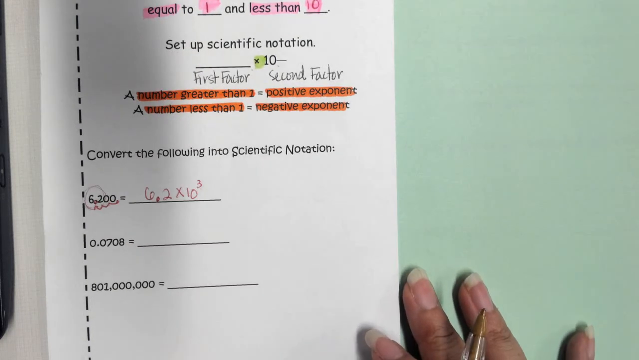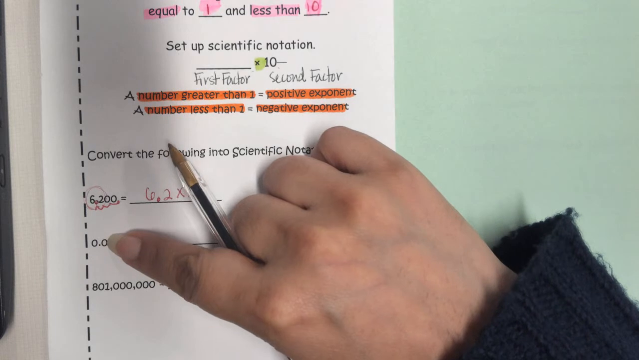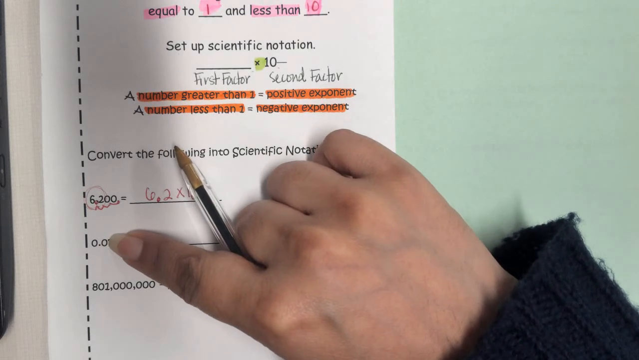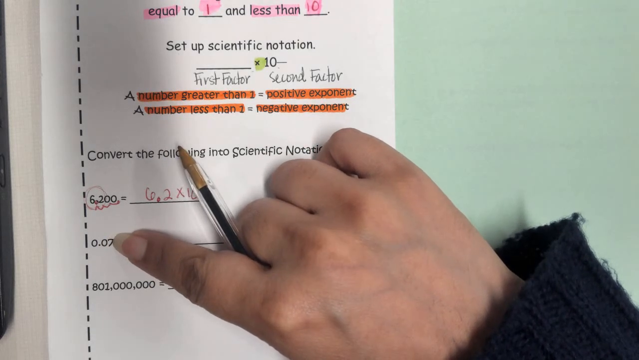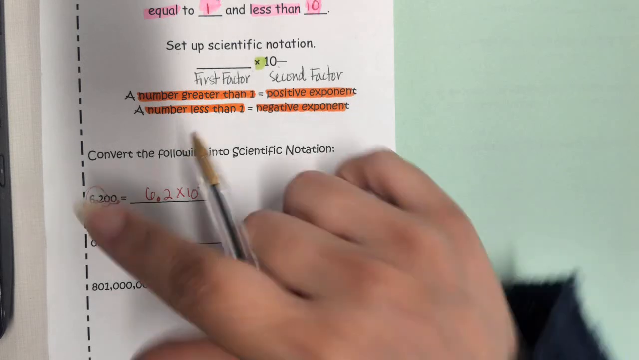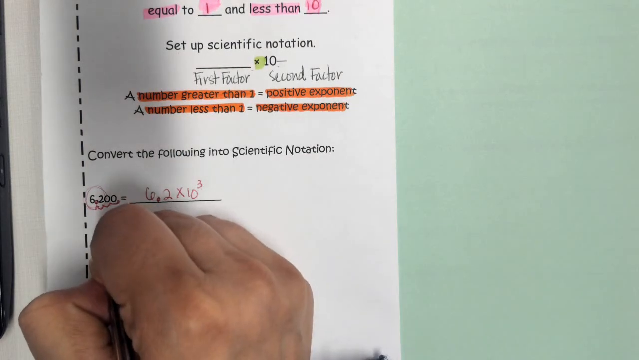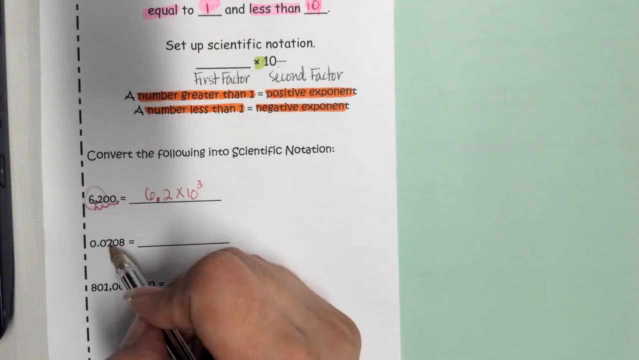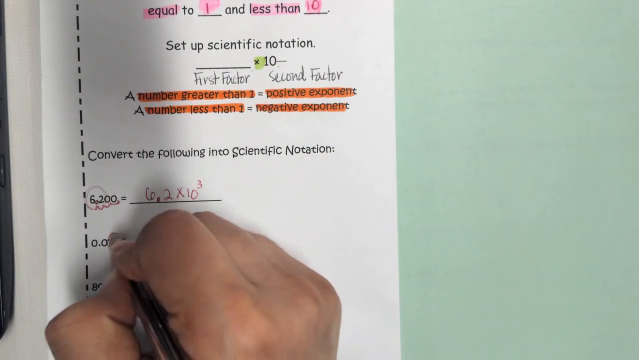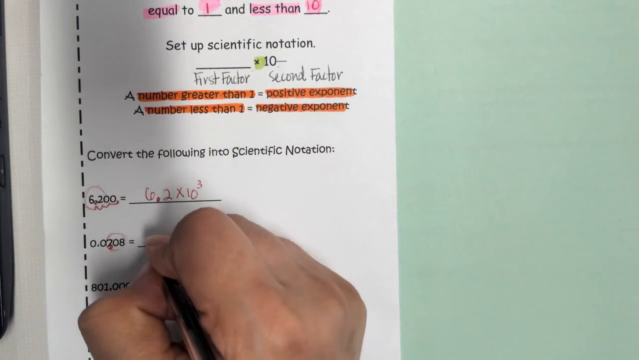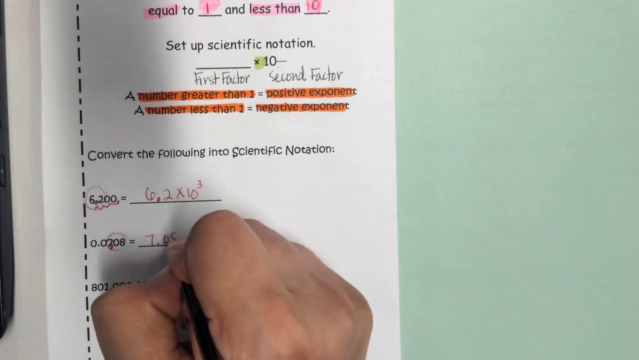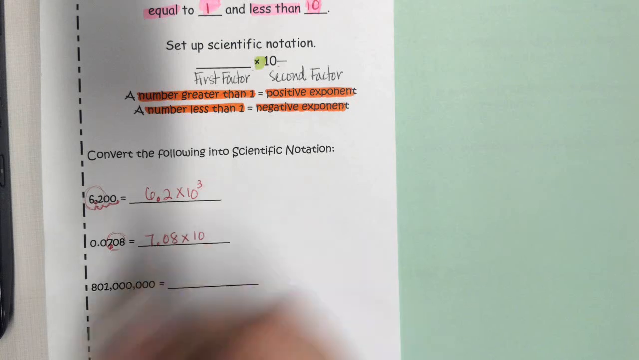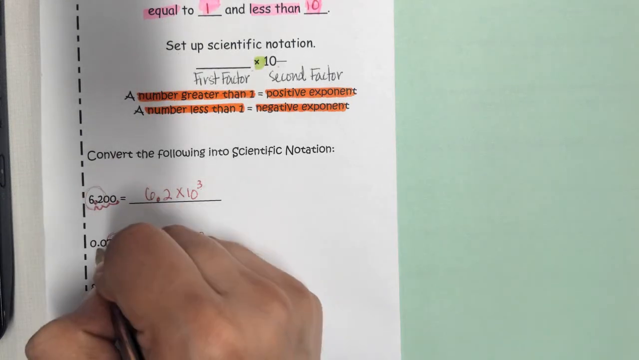Okay, my next example. Again, I want to move the decimal to get a number greater than or equal to 1 and less than 10. So here's my decimal. If I move it once, I get the number 0. If I move it twice, I get the number 7. Well, again, the number 7, that is a number that is greater than 1 and less than 10. So I want it to be here. So here I'm going to go ahead and circle. I want to write this down as my first factor. 7.08 times 10.